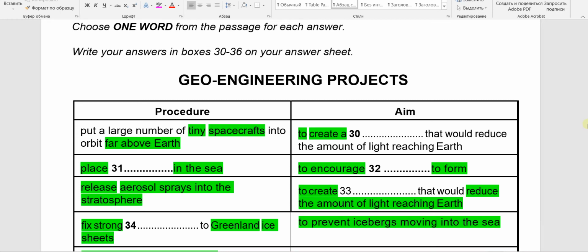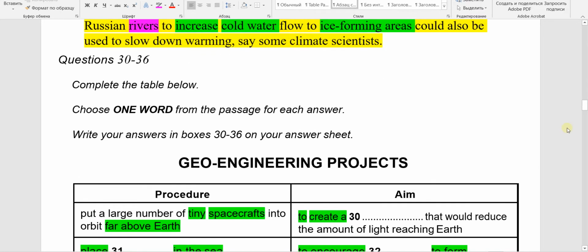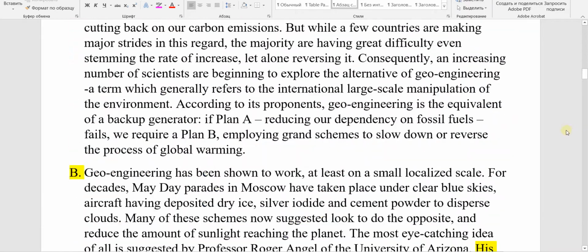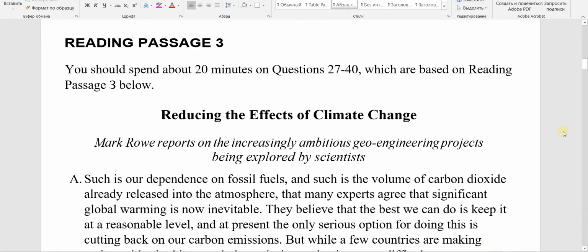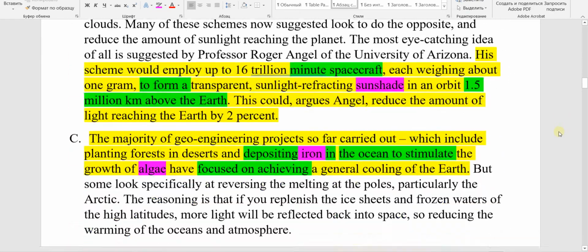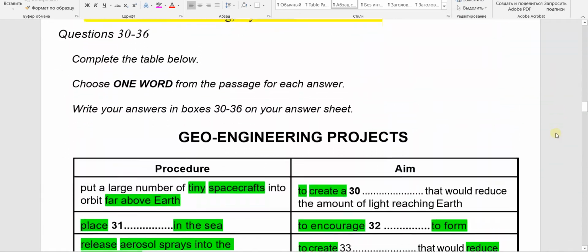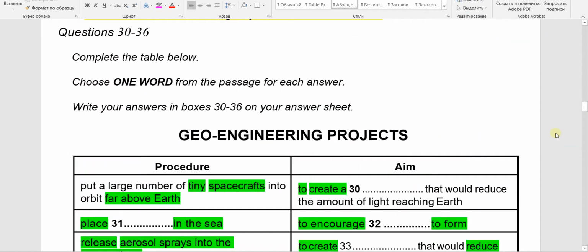Dear students, today we are going to analyze, explore and discuss the reading passage three, Reducing the Effects of Climate Change. This is the continuation of question types from our previous lesson. So let's go to our questions. As you know, I don't like to waste our time for nothing.